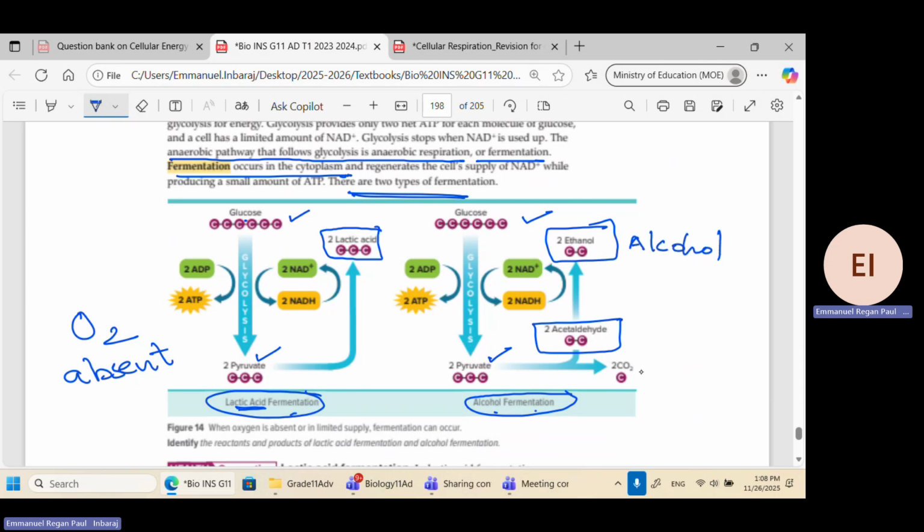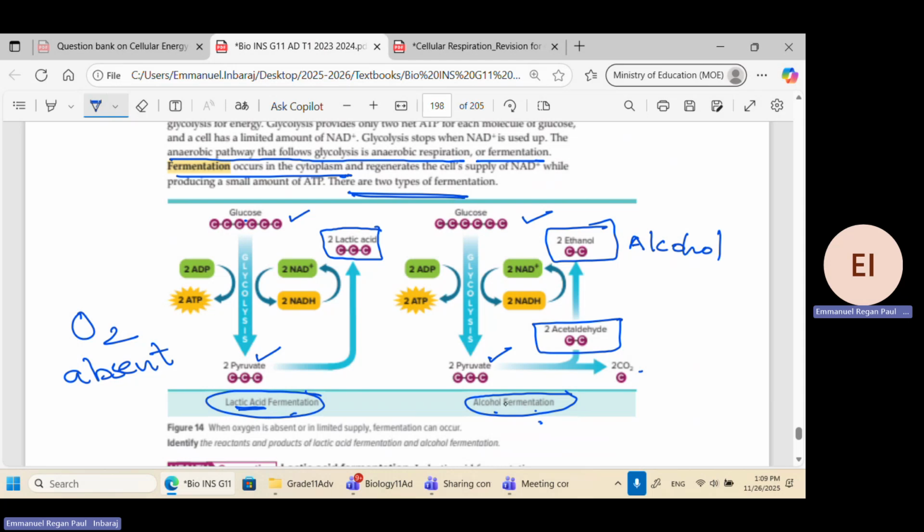And in this process, CO2 is released. This pathway is called alcohol fermentation. They may give you this picture and ask you what type of fermentation is this. So this is alcohol fermentation. This they may give you and ask what type of fermentation is this. This is lactic acid fermentation.